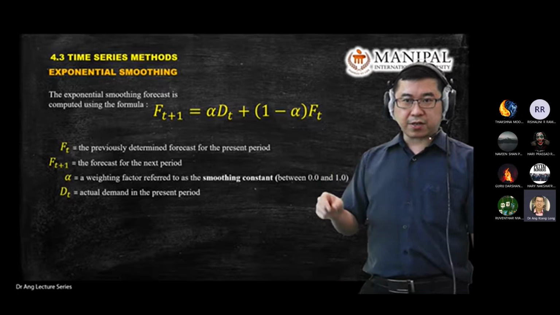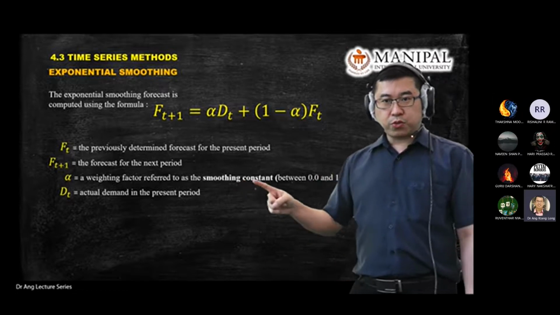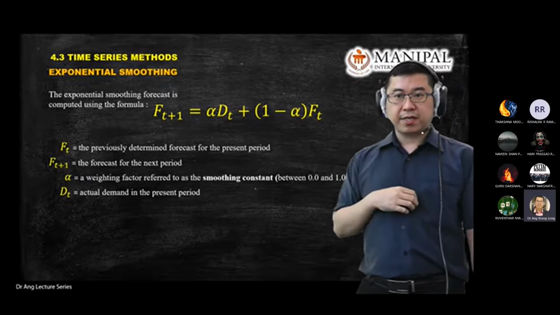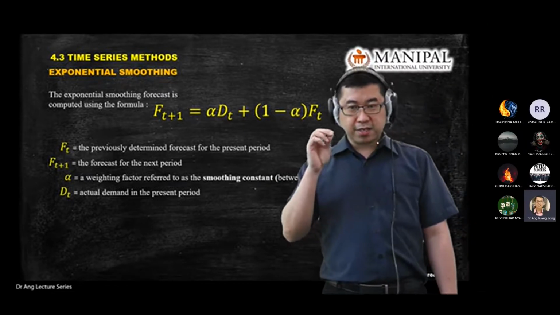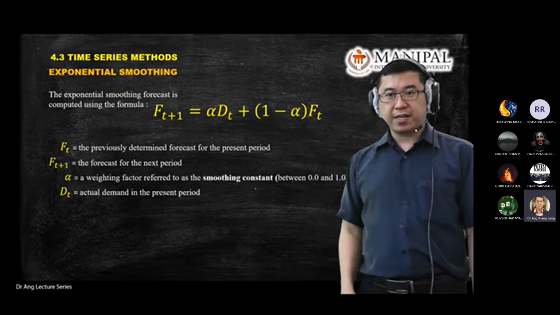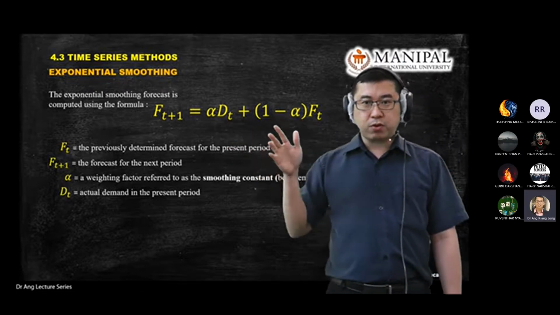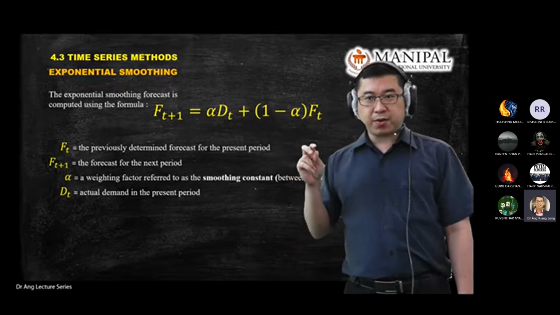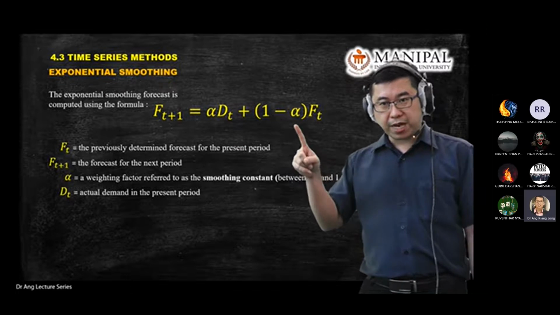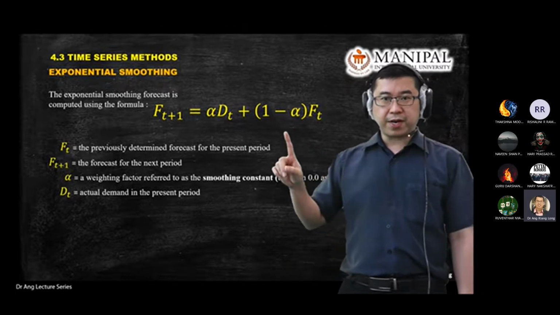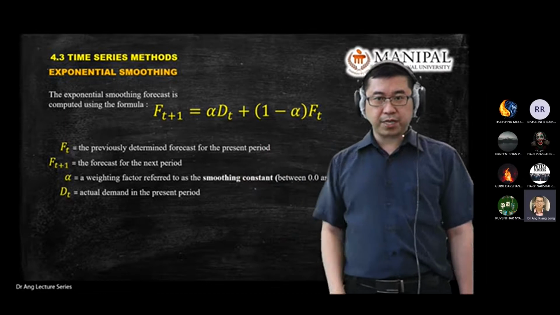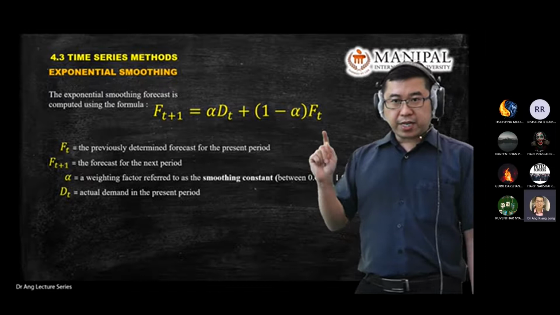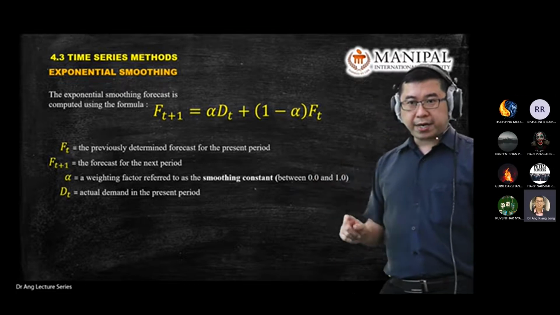Alpha is a constant. The smoothing constant is a constant value that you put in, like the weighted constant just now. But now we use alpha because we are looking at a different mathematical model, though it behaves similar to the weighted constant just now. Alpha appears in the exponential smoothing formula. And again, the smoothing constant here is from 0 to 1.